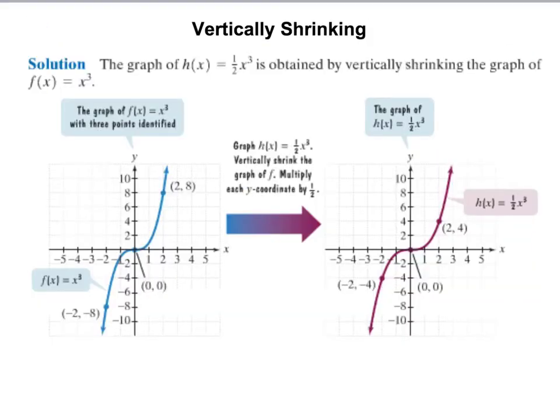Here's another visual example. Here on the left, we have our parent graph: 0, 0, 2, 8, -2, -8, also 1, 1, -1, -1. If we have a half in front of x cubed, notice that we're going to take that 8 and multiply it by half, or reduce it in half. That 2, 8 goes to 2, 4. That -2, -8 goes to -2, -4. 0, 0 is not affected. The point that was at 1, 1 here goes to 1/2 there.